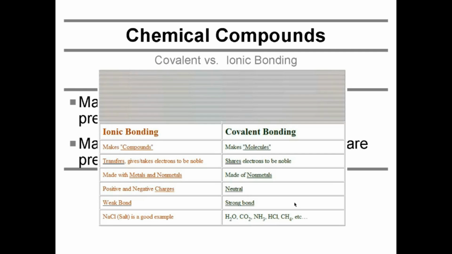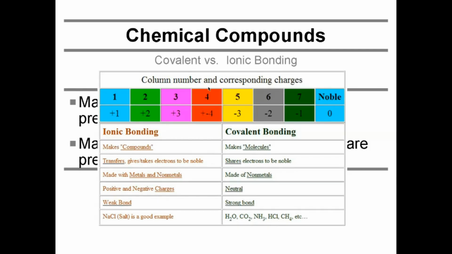All right, so let's look at the charges and the ionic versus the covalent bonding a little bit. And here you go. Most of this side here has a tendency to ionically bond. Most of this side has a tendency to covalently bond. So an ionic bond makes compounds. There is a transfer of electrons. Either you gain one or you lose one.